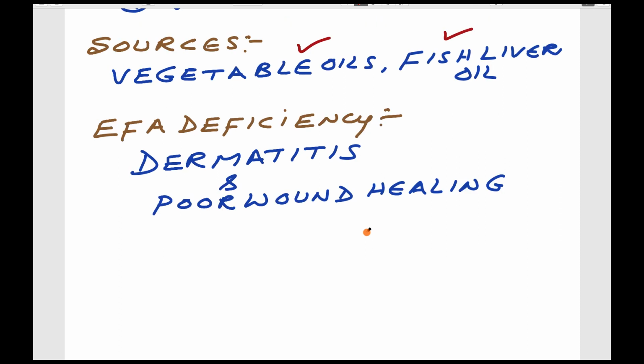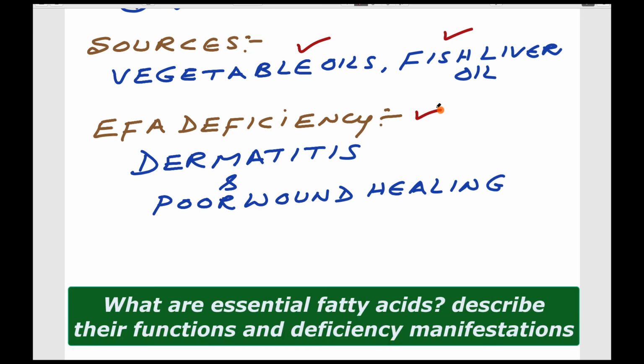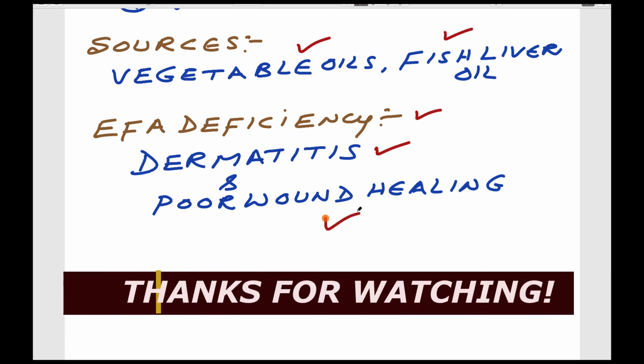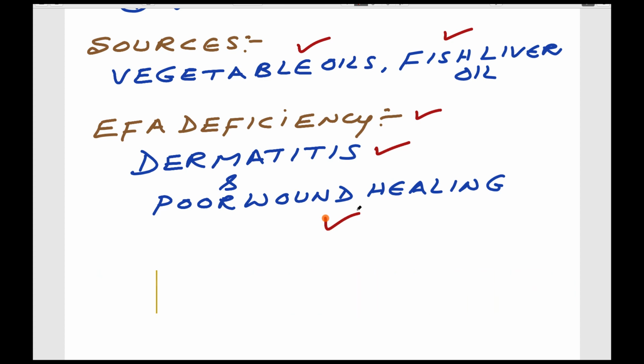Next, we sum up the EFA deficiency. Most of the findings are based on experimental studies. Generally, the findings observed in humans are development of dermatitis and poor wound healing. These are the various aspects related to essential fatty acids. Thank you very much.